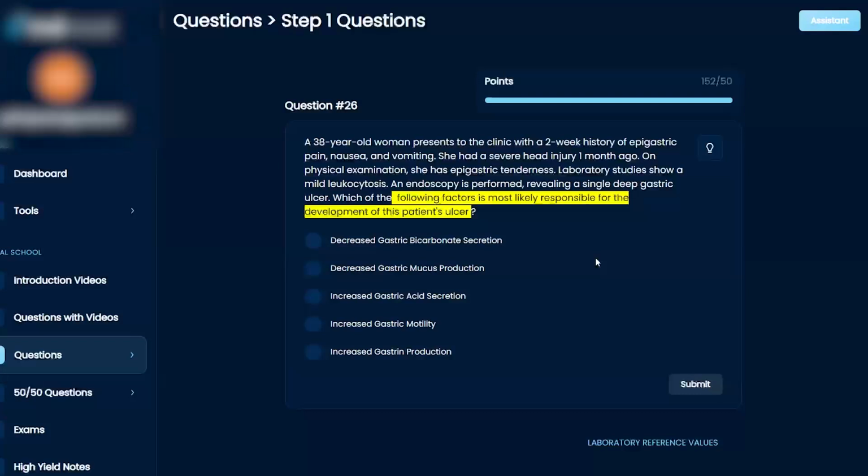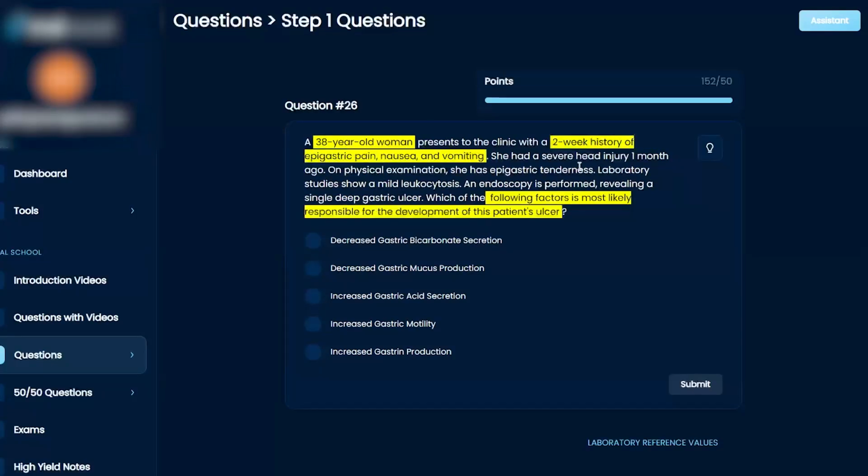A 38-year-old woman presents to the clinic with a 2-week history of epigastric pain, nausea, and vomiting. She had a severe head injury 1 month ago. On physical examination, she has epigastric tenderness. Laboratory studies show a mild leukocytosis. An endoscopy is performed, revealing a single deep gastric ulcer.